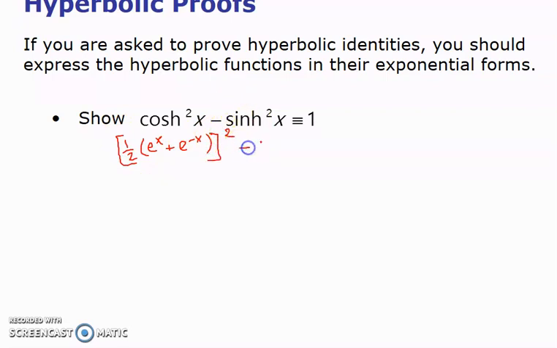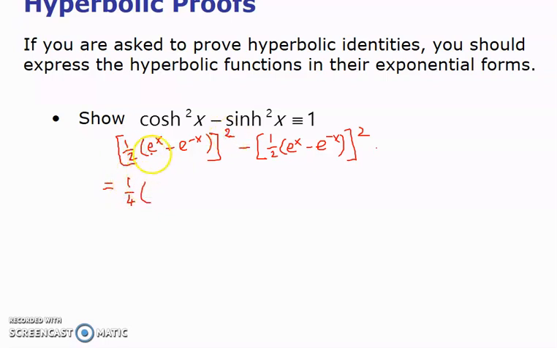And then I'm going to take away a half e to the x minus e to the minus x squared again. And the question is, what does that give me? Eventually, of course, I want it to equal 1, but it's certainly not there yet. Well, a half squared is easy. I can do that. It's a quarter of something.